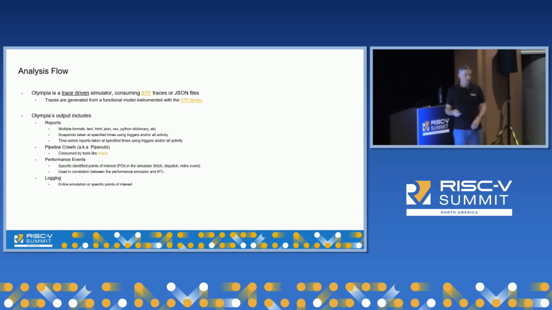Right next to it is an STF library, a COSIM API, an API for it, trace reader writer. You can instrument a functional model with the STF library. Documentation is there, and then you should be able to generate any trace that you want. It's specifically an instruction stream.